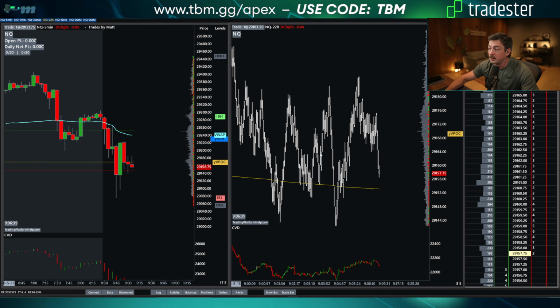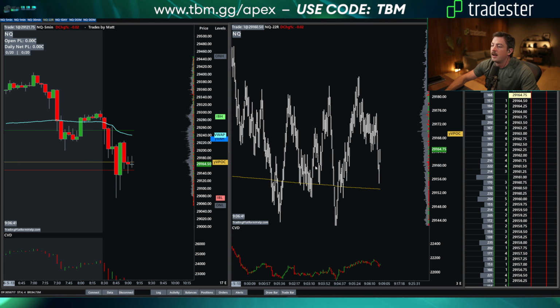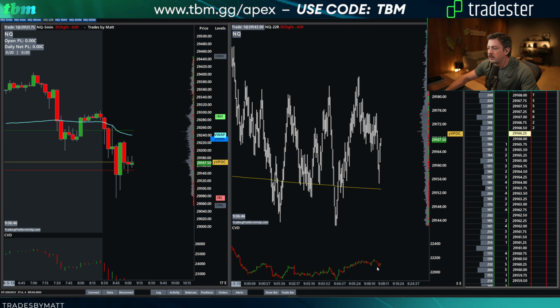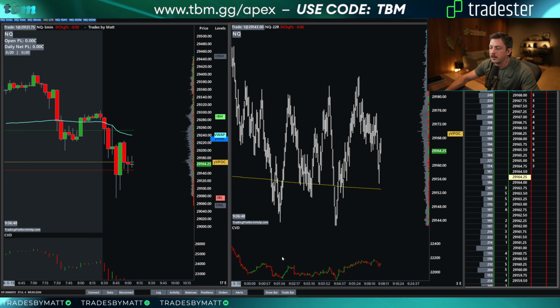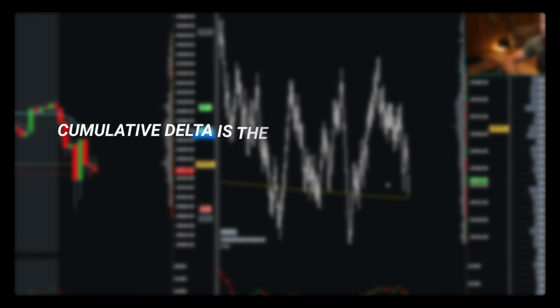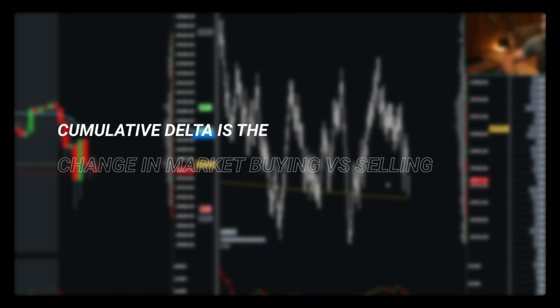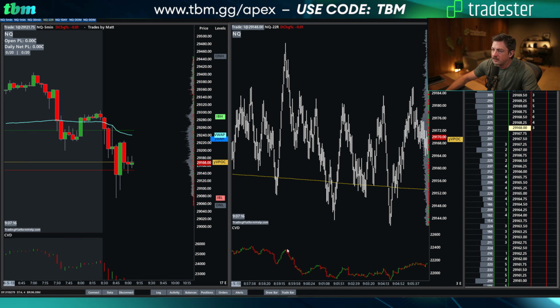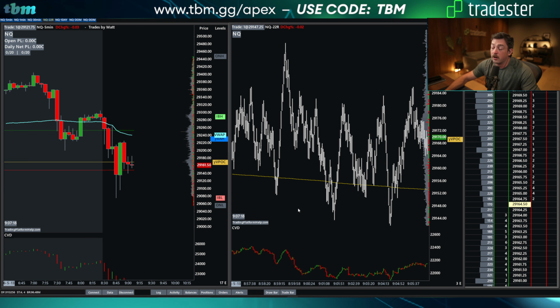The reason I love this chart so much is because it's not time-based. I think it pairs really well with cumulative delta, which is the little micro chart down here at the bottom, the green and red. Cumulative delta is an indicator that shows you the change in market buying versus market selling, the cumulative change in market buying versus market selling. So when delta is going down, we know that people are selling. There are more sellers than buyers.